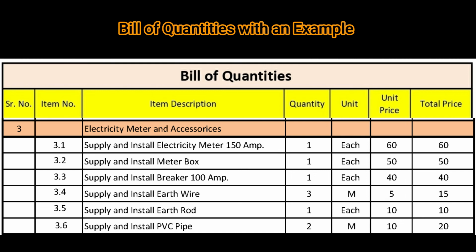Item number 3.5. Supply and install earth rod. Quantity is 1, unit each, unit price 10, and total price is also 10. Item number 3.6. Supply and install PVC pipe. Quantity 2, unit is meter, unit price is 10, and total price is 20.